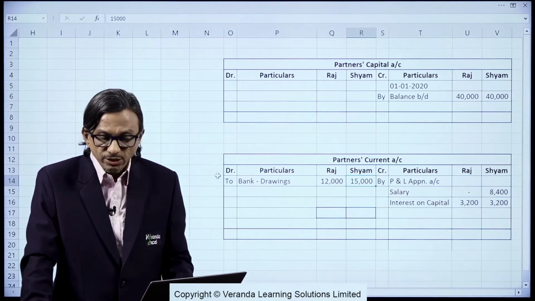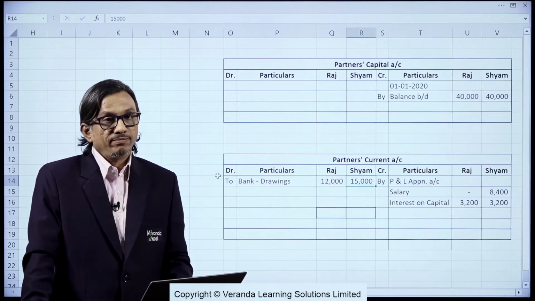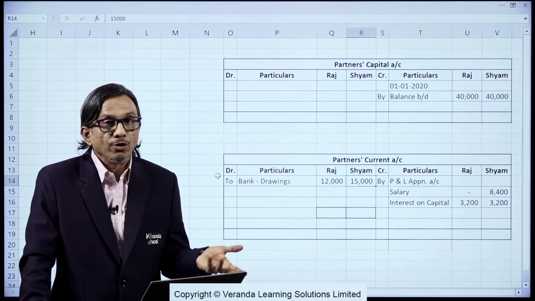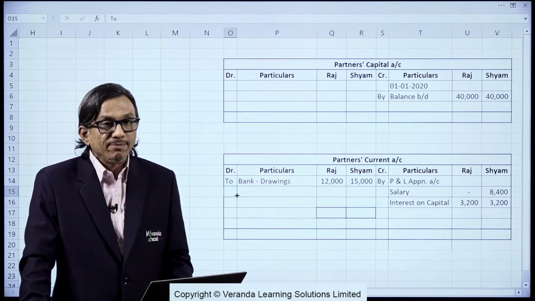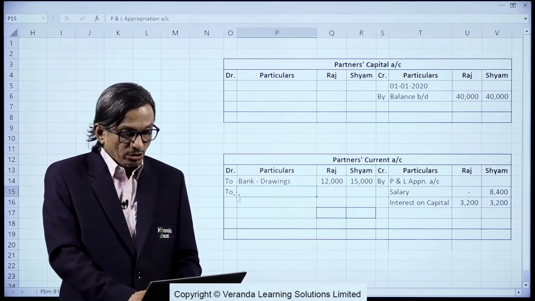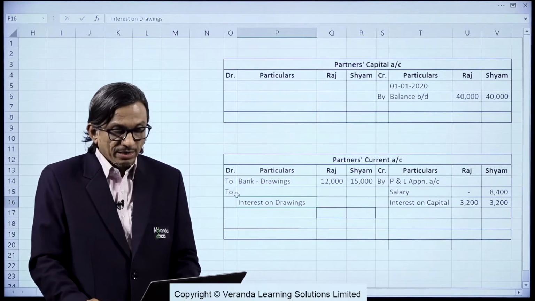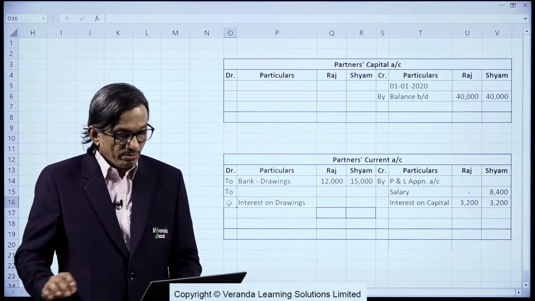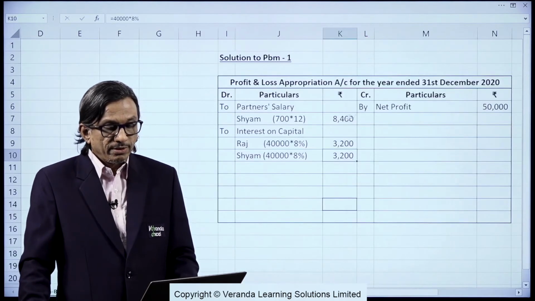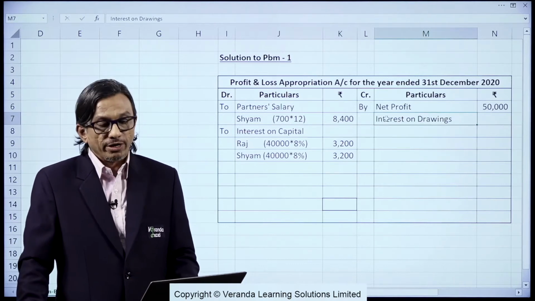And the problem tells you that you have to charge interest on drawings at 8% per annum. So it is an expenditure to the partners and income to the firm. Therefore, we have to debit the partner's current account with interest on drawings. How much is that? We have to calculate and put it. Now, let's find out what is the interest on drawing. So, in the P&L appropriation account, you put by interest on drawing.